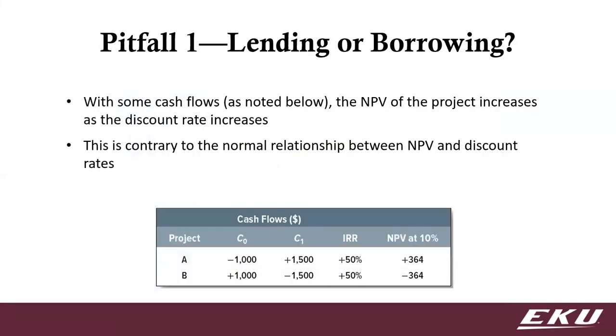Okay. Here are just a few issues that can come up with this. The first one is the fact that lending and borrowing rates tend to be different. And because of that, we won't necessarily have an accurate representation with our cash flows, because it will be different.